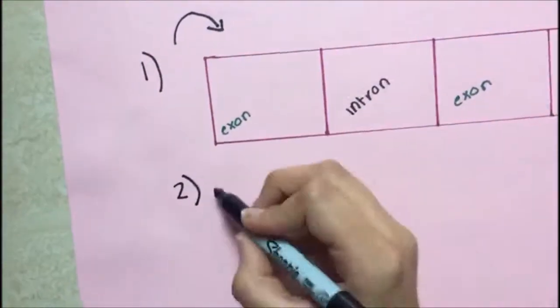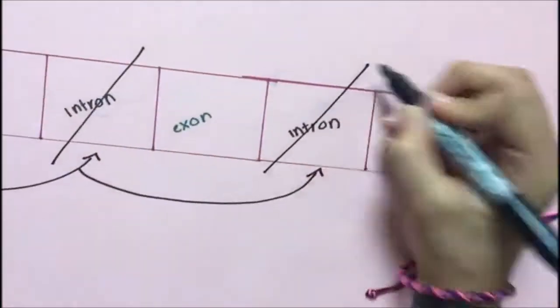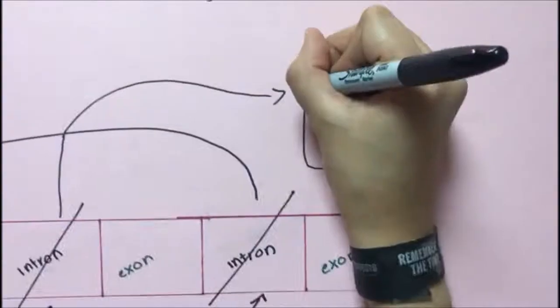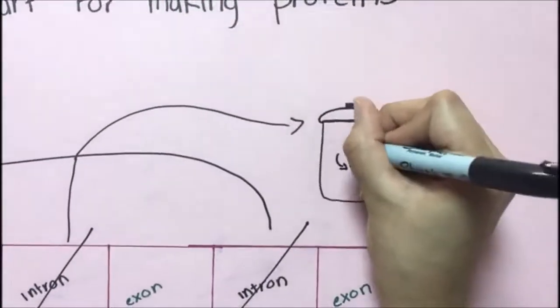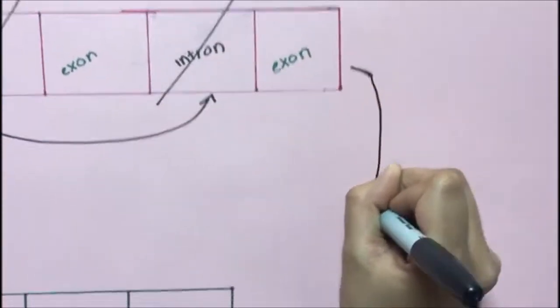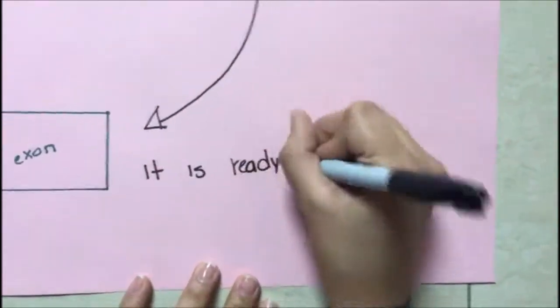First, we will have a strand of exons and introns. Then, the introns will be discarded from this chain. All the introns can be recycled into new nucleotides to make another mRNA strand. And after the introns are gone, the exons will join to start making a protein.